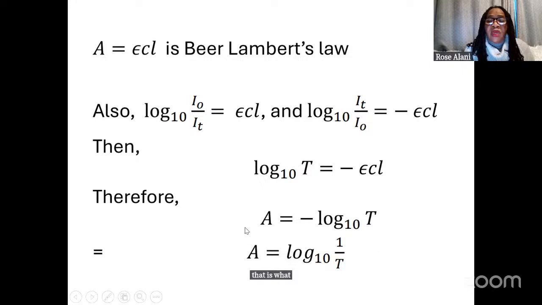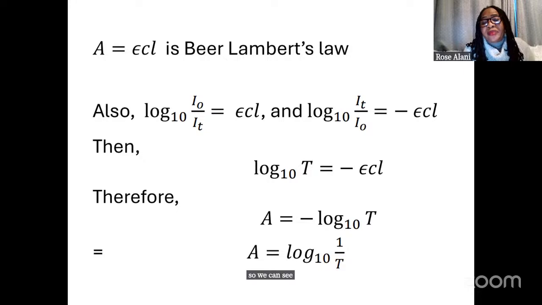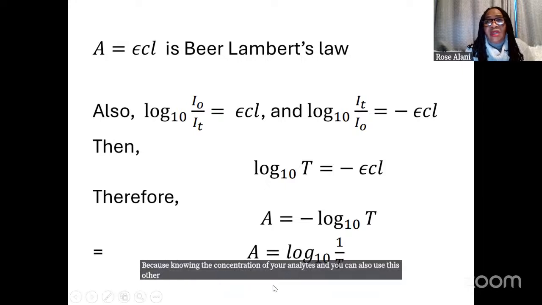Because this relationship is important, we can see how we can use it to calculate. We use the two relationships. A is equal to ECL can be used for calibration and also for knowing the concentration of your analytes. And you can also use the other one, A is equal to log to base 10 of 1 over T.